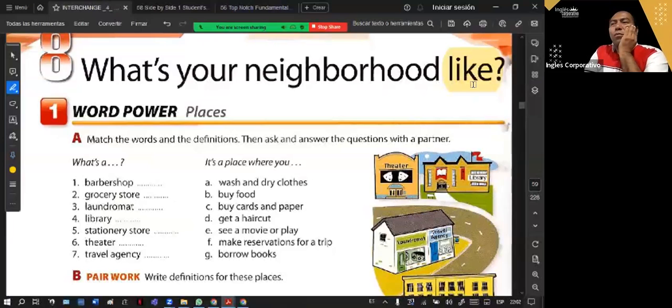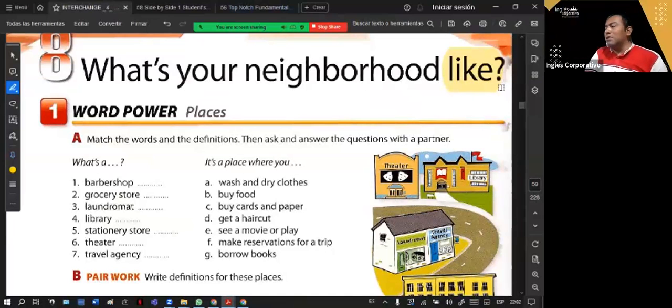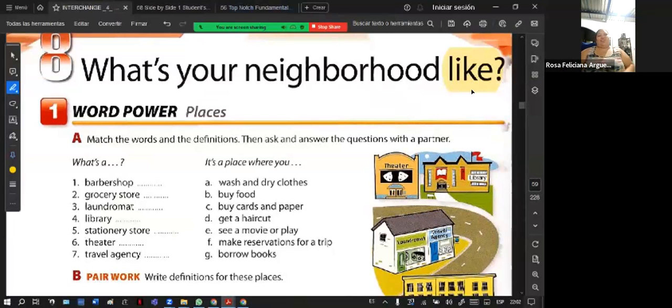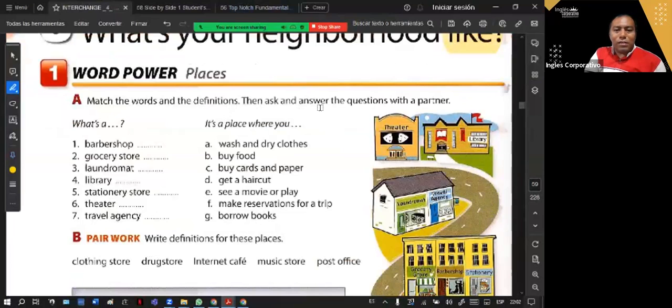Por ejemplo, ¿cómo es Guatemala? What is Guatemala like? ¿Cómo es Chalatenango? What is Chalatenango like? ¿Cómo es su mamá? What is your mother like? So at the end, when you have a like at the end, it's not something you love. It's a comparison that you make, right? Entonces tenemos match the words and the definitions. Then ask and answer the question with a partner.